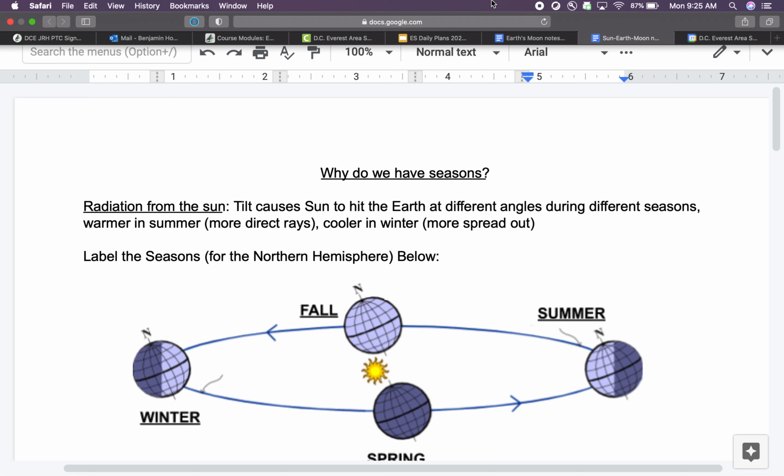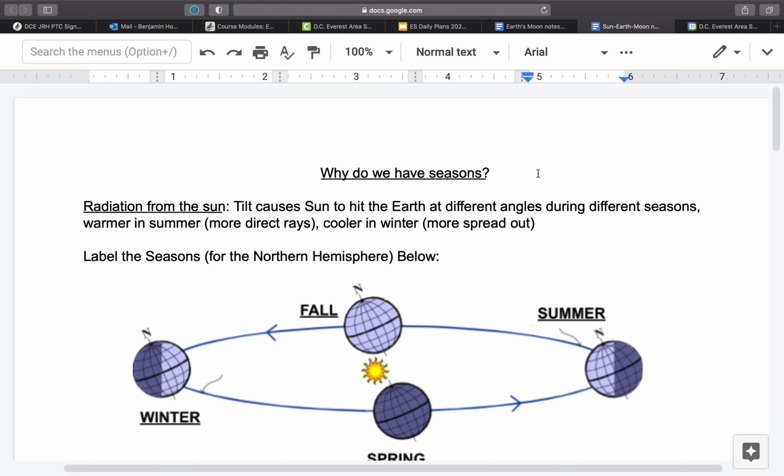Today we're going to talk about the Earth and some interactions that it has with the sun to give us these things we call seasons. So most people understand seasons, especially here in central Wisconsin. We have fairly well-defined seasons of spring, summer, fall, and winter.